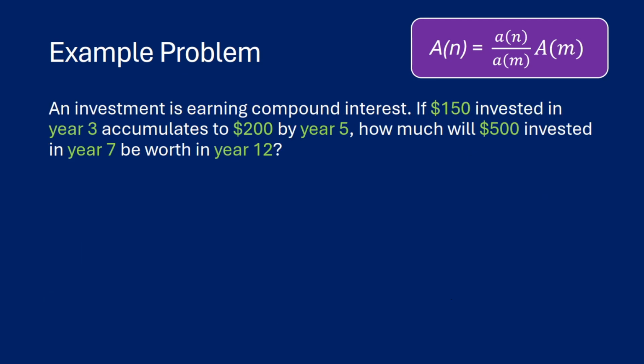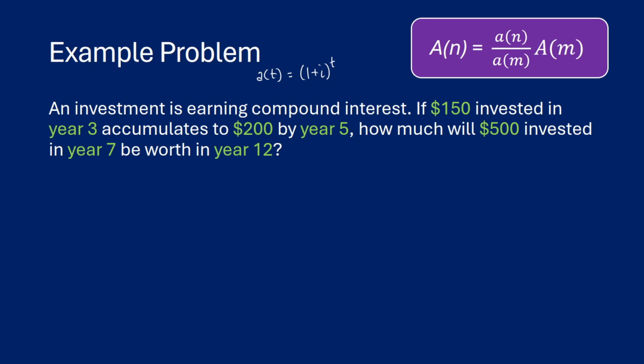What about this problem? An investment is earning compound interest. Okay, so we've got to remember our formula for compound interest. That means that little a of t is going to be equal to 1 plus our interest rate raised to the power of t. Okay, so if $150 is invested at year 3 and it accumulates to $200 by year 5, how much will $500 invested in year 7 be worth in year 12?